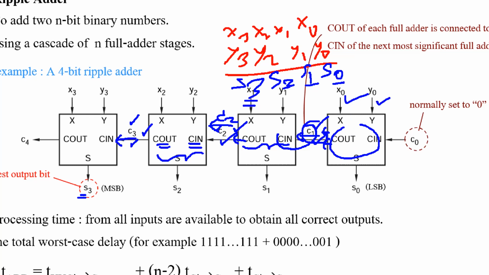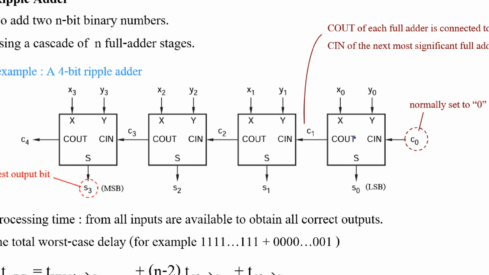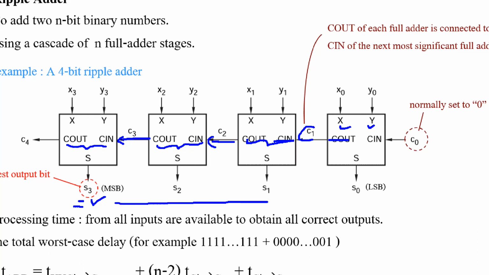And C1 will be available only after you apply the inputs x0, y0 and wait with the propagation delay time. When C2 is available, you wait for some propagation delay again. And when C3 is available, you wait one more propagation delay of this full adder module, before you get the available value for all bits of the result.